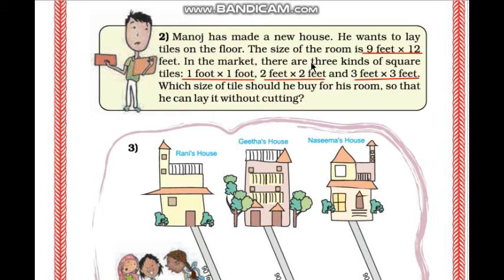Without cutting, because 2 is not a factor of 9. It is a factor of 12 but not a factor of 9. But 1 and 3 are the factors of both 9 and 12. So he should buy square tiles measuring 1 foot into 1 foot or 3 feet into 3 feet.